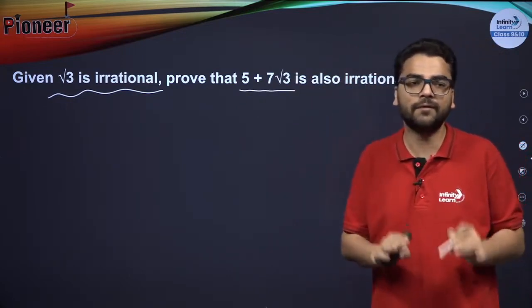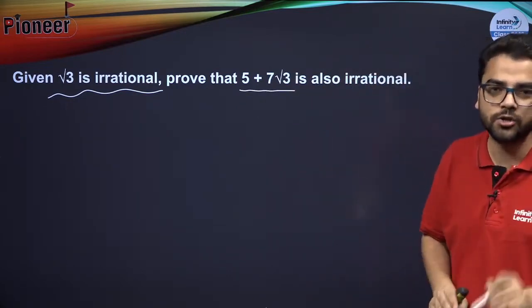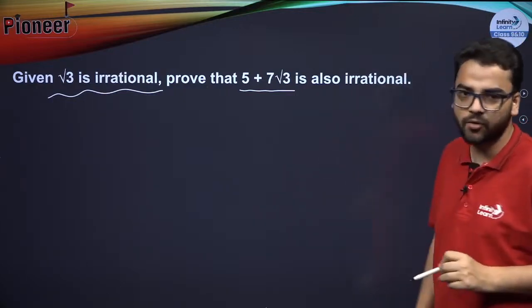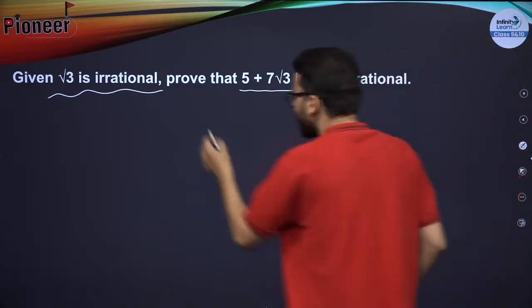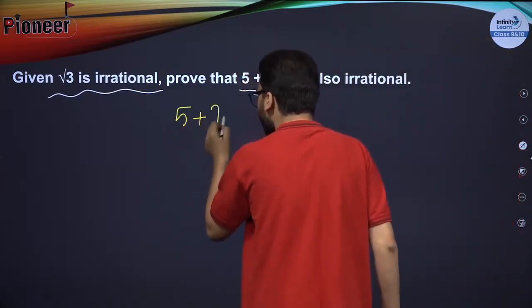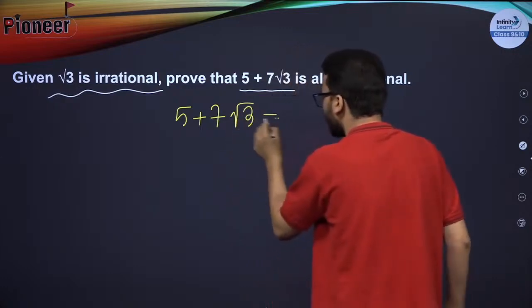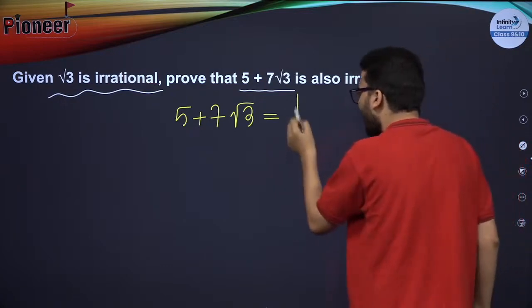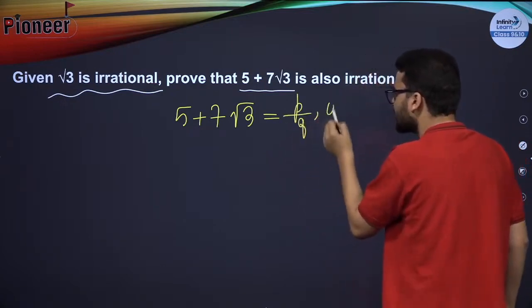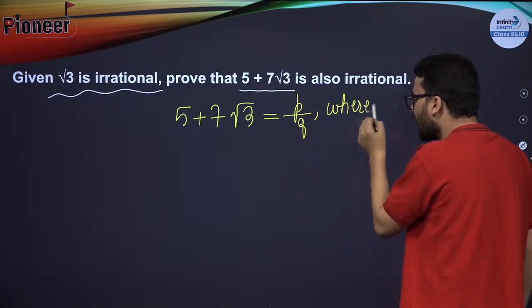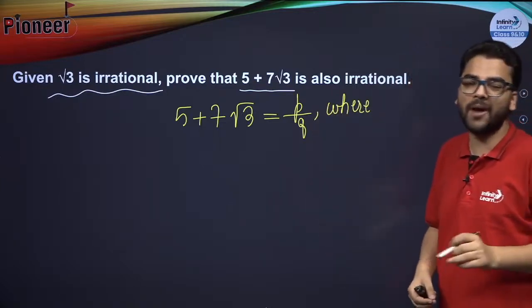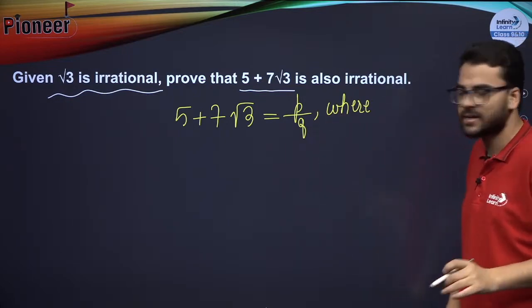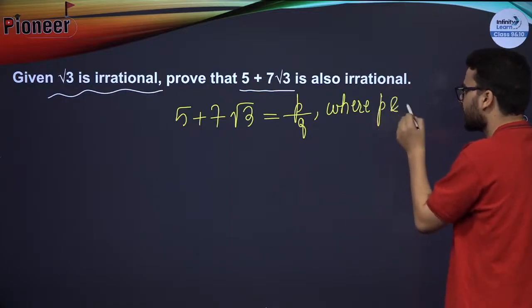You have to prove that 5 plus 7 root 3 is also irrational, assuming that root 3 is an irrational number. I hope that is clear to you, right? So over here, we can take 5 plus 7 root 3 to be a rational number. Assume 5 plus 7 root 3 to be a rational number. So it can be written as a ratio of two integers. See, over here, taking P and Q to be co-prime integers is not compulsory. You just have to assume that P and Q are integers.